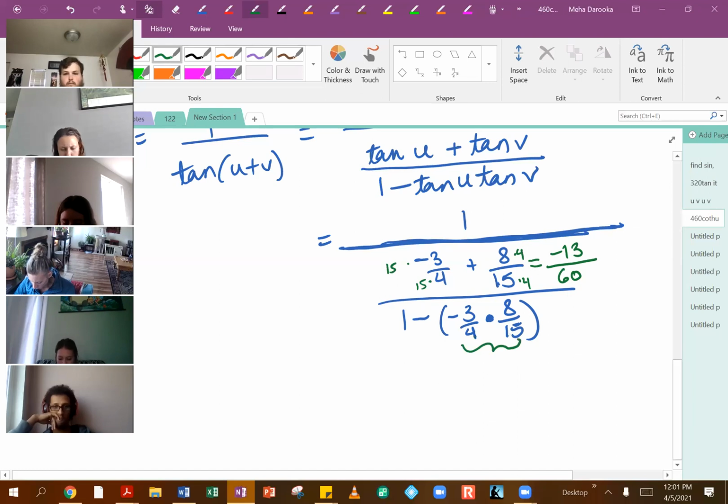So can you tell me when we multiply just these two fractions, negative 3/4 with 8 over 15, what does this product come out to be? Negative 2/5. I believe that's right. Yeah, that's what I have. So basically what happens on your denominator is, by multiplying the two fractions, you get negative 2/5, but then we still have to do this subtraction.